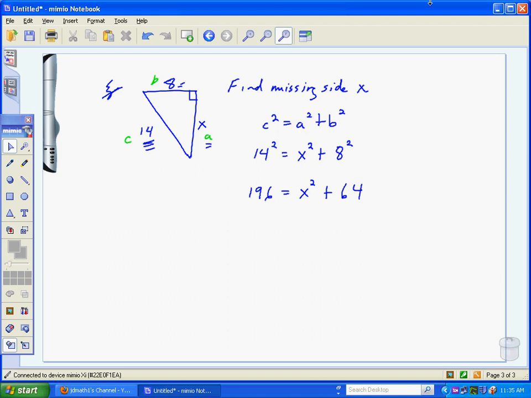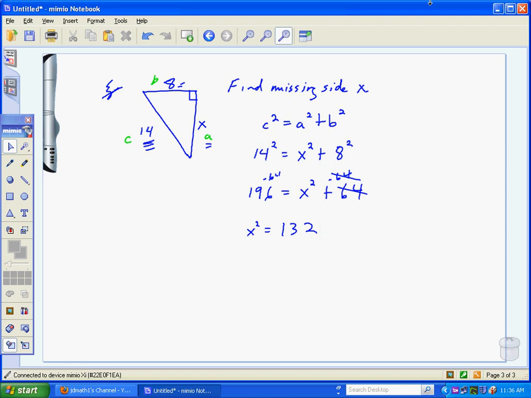Well, what am I going to do now to isolate the x squared? Well, most of you have already got it in your head. I'm going to subtract the 64 from one side to the other, because that's going to make 64 minus 64 a 0. It's gone. So now, x squared equals 196 minus 64, 132. Well, remember, this isn't what we're looking for. X squared isn't what we're looking for. It says find the missing side, x.